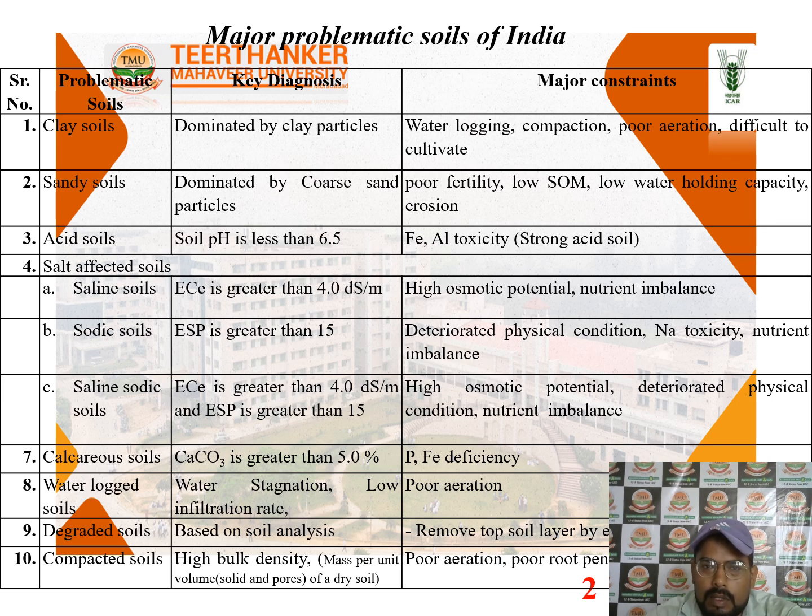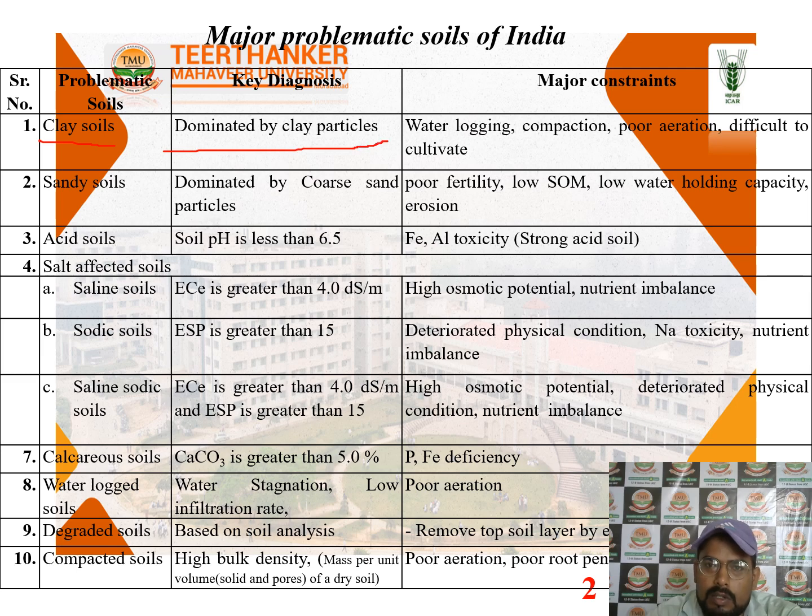The chart shows the types of problematic soils, the specific diagnosis, the usual problem in each specific soil, and the major constituents in the soil. First is the clay soil. Clay soil basically has dominant clay particles.